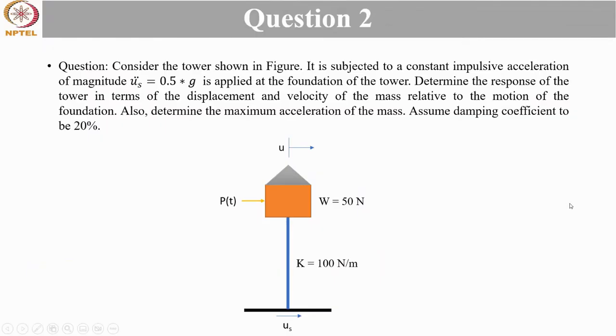What this question says: consider a tower shown in the figure. It is subjected to a constant impulsive acceleration of magnitude 0.5 times the acceleration due to gravity, applied at the foundation of the tower, as shown in the figure by the term u_s. Determine the response of the tower in terms of displacement and velocity of the mass relative to the motion of the foundation. Also determine the maximum acceleration of the mass and assume the damping coefficient to be 20%. I'll give you 5 minutes to read this question and then we'll see the solution.